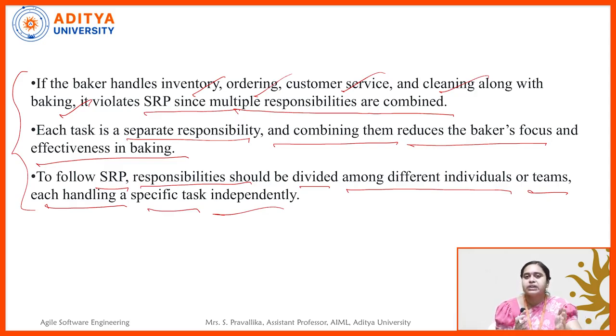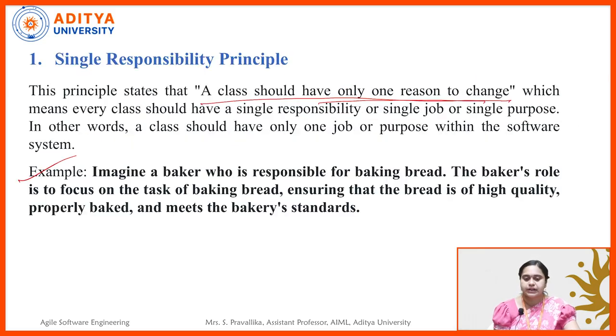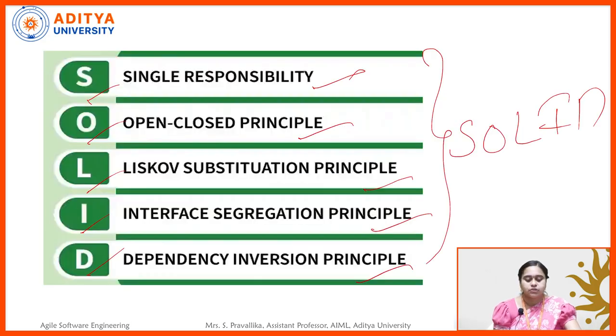So that means if we are dividing one specific task to one person, then each task will be handled by that person independently. So rather than combining a single person on multiple tasks, we can have a single person with a single job, so that we can have our task done completely. So this is the rule in single responsibility principle. Responsibility should be divided among different individuals or teams, each handling a specific task independently. So this is regarding the single responsibility principle, where a class should have only one reason to change. In the SOLID principles, we have discussed the first one, S, single responsibility principle.